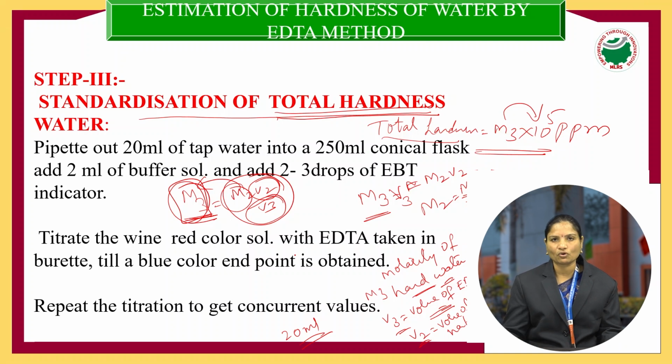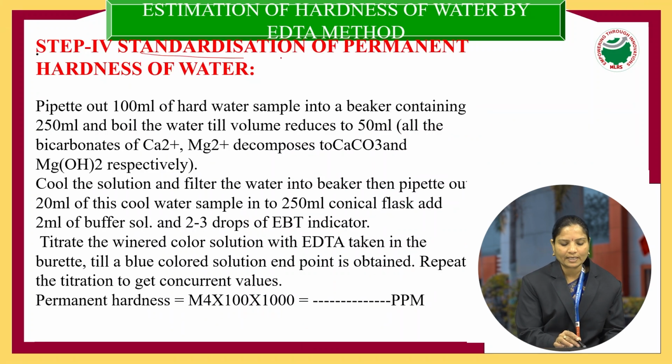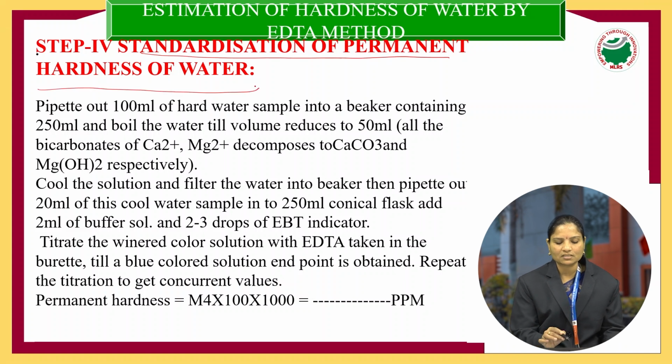Then go to step 4. So let us discuss step 4. What is step 4? Standardization, or estimation, of the permanent hardness of water. Here in this step we are using boiled water. First we have to take our sample of hard water in a beaker, a 1000 ml beaker or any 500 ml beaker.